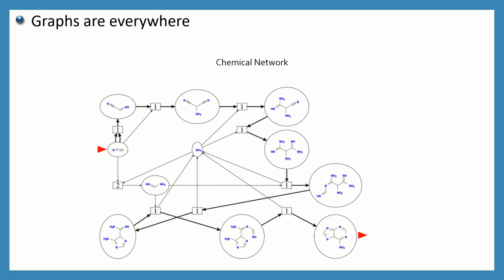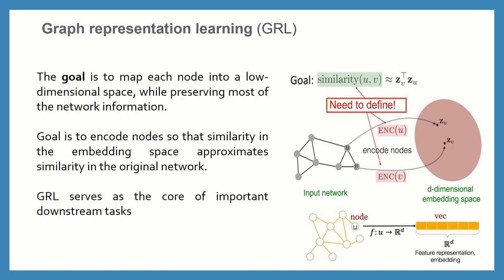And moreover, in chemical networks, we can see that many atoms are connecting with each other to build the different kinds of proteins in the chemical network also.